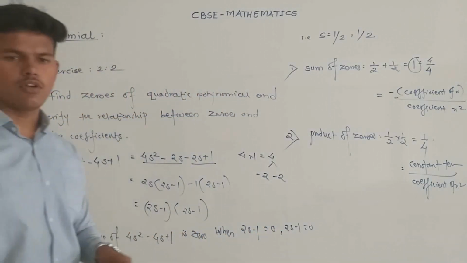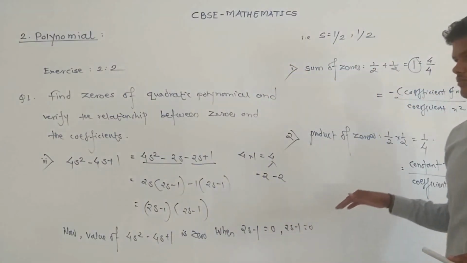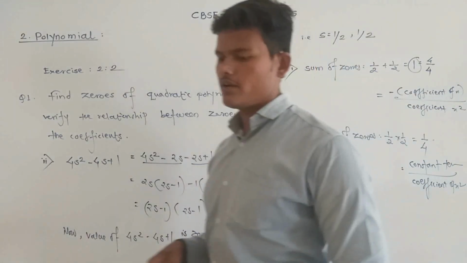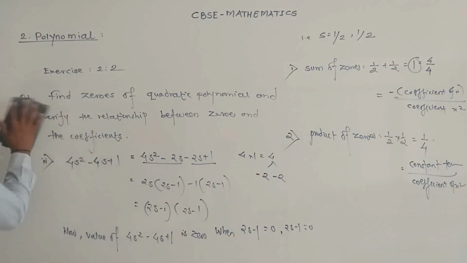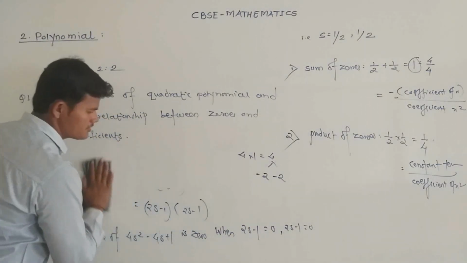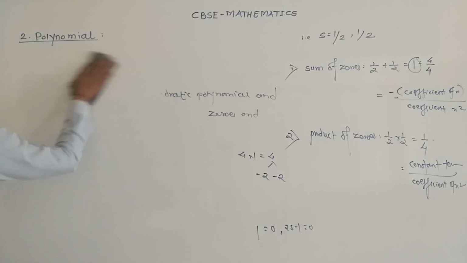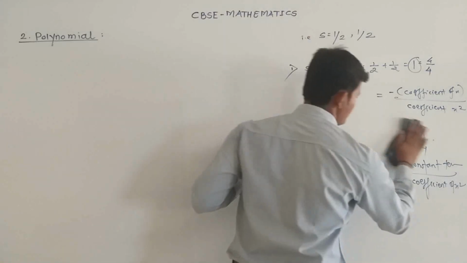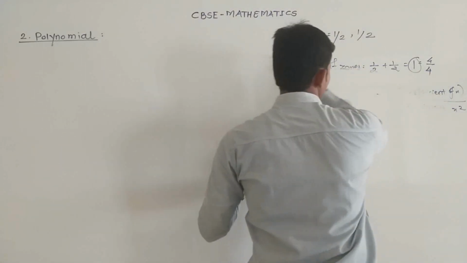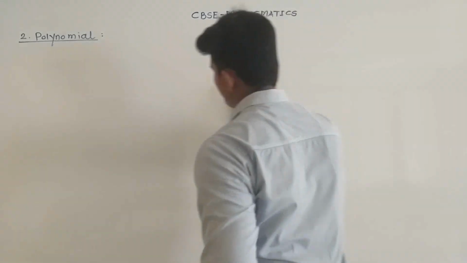Solve the remaining questions for homework, and everyone has to submit it on the WhatsApp group. Now from question number 2 I have solved one question and the remaining are for homework purpose. Now question number 2 is: find a quadratic polynomial for each, where sum of zeros and product of zeros are given.